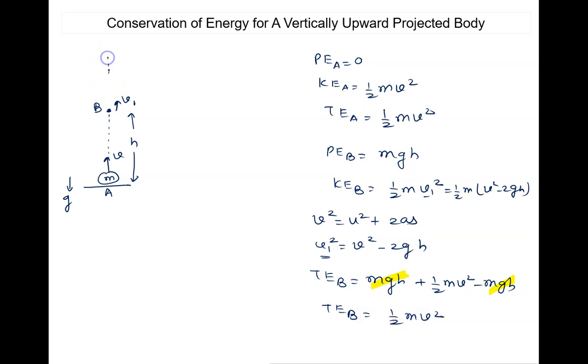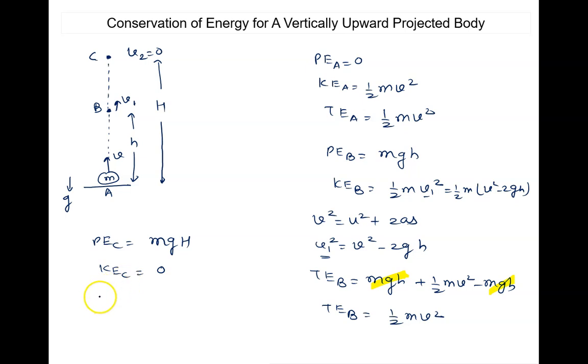Suppose this object reaches the maximum height and this point is C. Maximum height means its final speed is 0. We say v2 is 0, and this maximum height we say is capital H. Then potential energy at point C will be written as mg into capital H, but kinetic energy at point C will be 0 because at the maximum height the speed is 0.